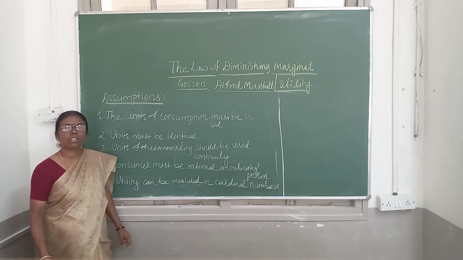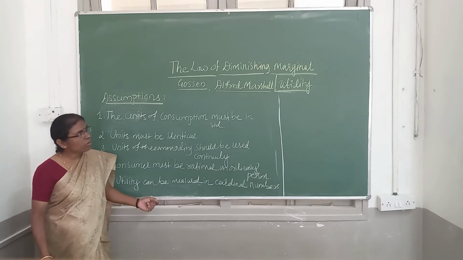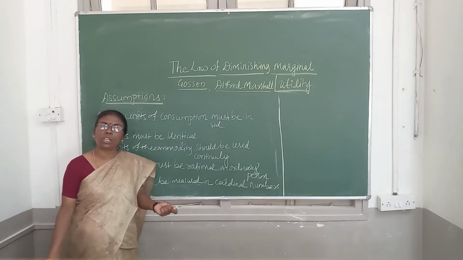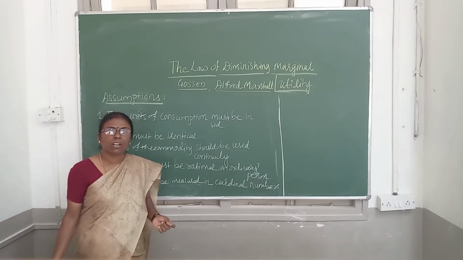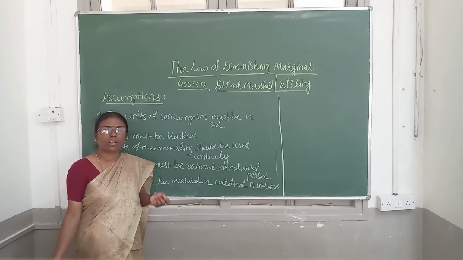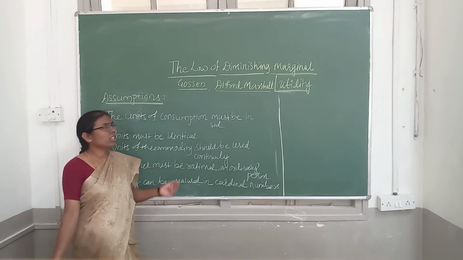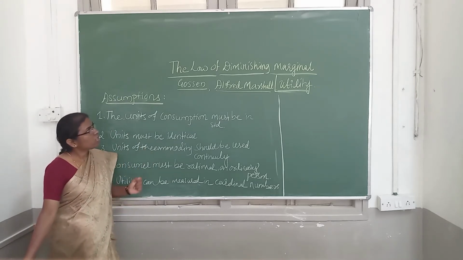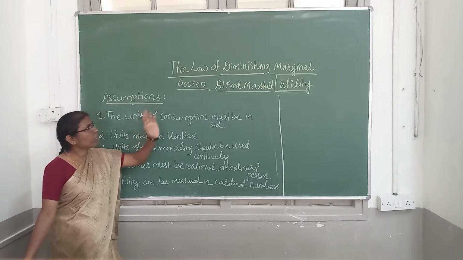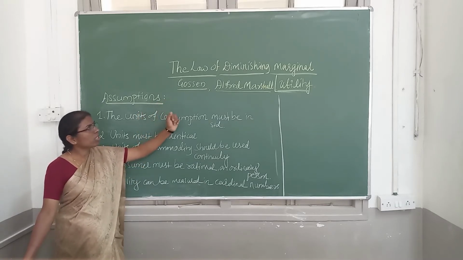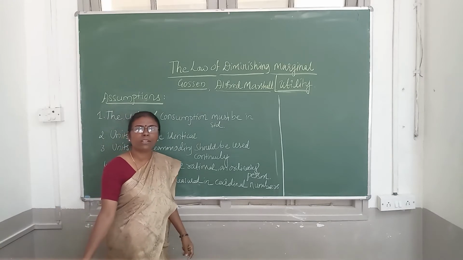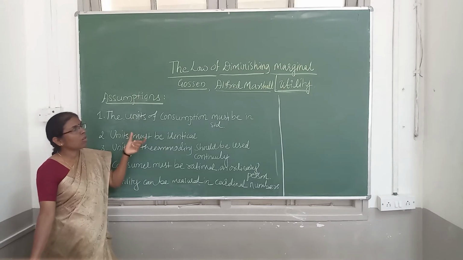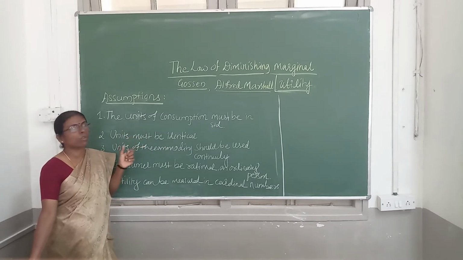Before discussing this basic law, it is better to understand what we discussed in the last class: the meaning of utility, features of utility, and how total utility and marginal utility are calculated. These things are very important and useful to understand this law. Once again, this law was first developed by Gossen and popularized by Alfred Marshall. What is the basic content of this law?